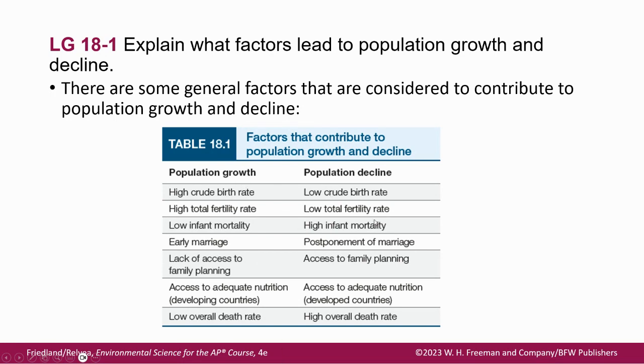Now, decline is a low crude birth rate, so we're not having that many children. If we are having children, it's later in life, so we're not having as many. Our infants are not living very long. We're not getting married as early and having kids. We do have access to family planning, access to adequate nutrition. Okay, so we are being able to figure out what nutritional things we need, and that's keeping us from having more children. We'll explain that a little bit more. And then a high overall death rate. Okay, those keep your populations declining.